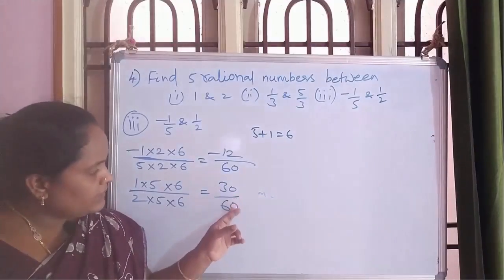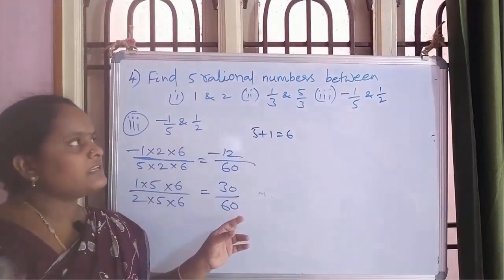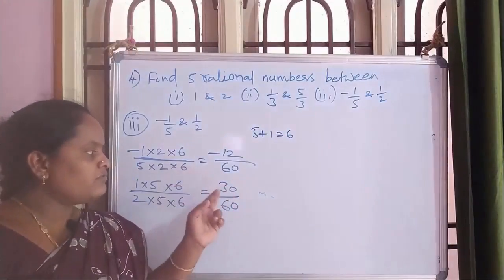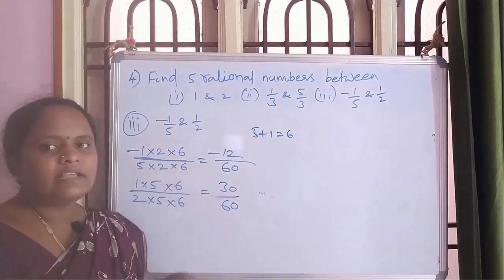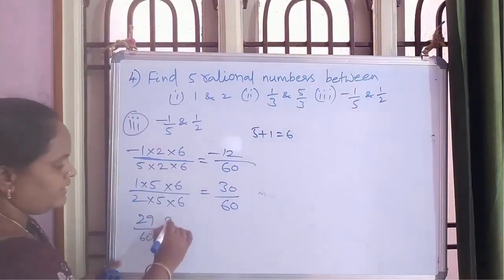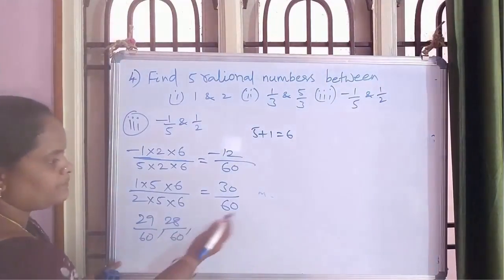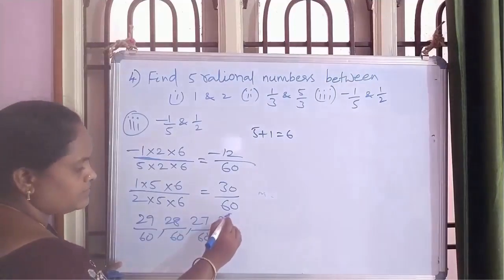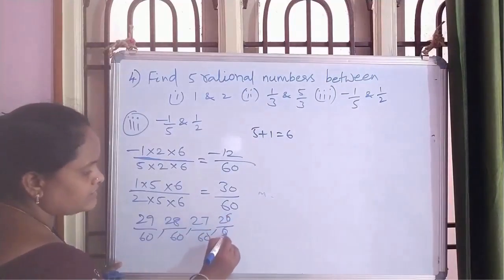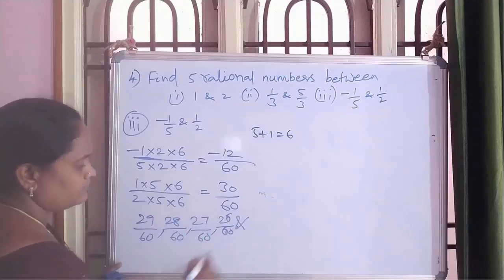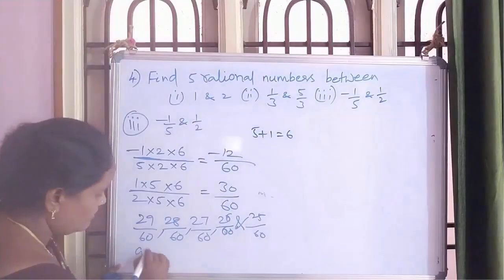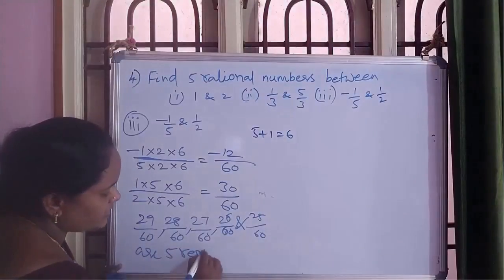Here 30 by 60 and minus 12 by 60, in between these. So these two cannot be taken. In between means just before 30 by 60 is 29 by 60. Then 28 by 60. Just before that 27 by 60. Just before that 26 by 60, and 25 by 60 are the 5 required rationals.